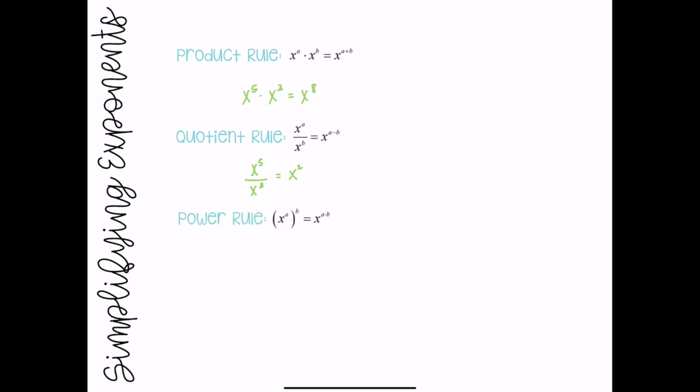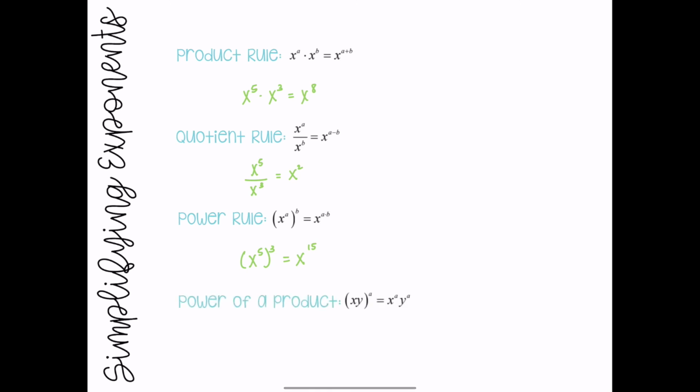Next, we're going to look at the power rule. That means when I raise a power to another power, I'm going to always multiply those two numbers. So in this example, if I have x to the 5th also raised to the 3rd, that's going to give me x to the 15th because 5 times 3 is 15.